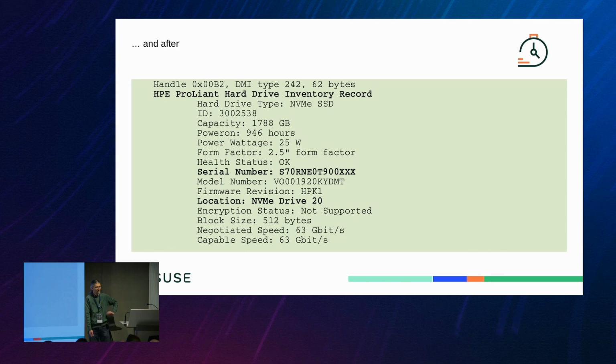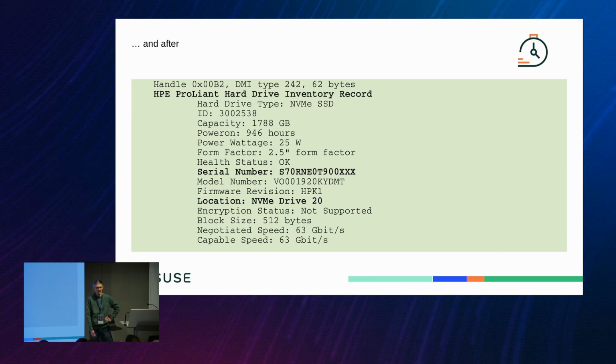For example, this one is about storage. It describes a hard drive type. It gives you the type of the drive, the ID, capacity, power on time, wattage, so very low-level technical information, form factor, and so on. But more importantly, from a hardware owner perspective, it gives you the serial number of the drive, and it gives you the location of the drive, so where the drive is actually physically located.